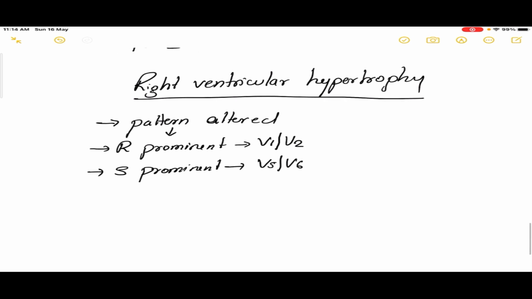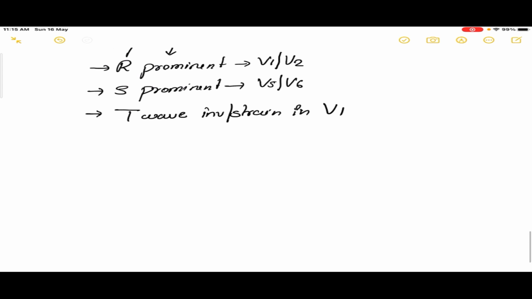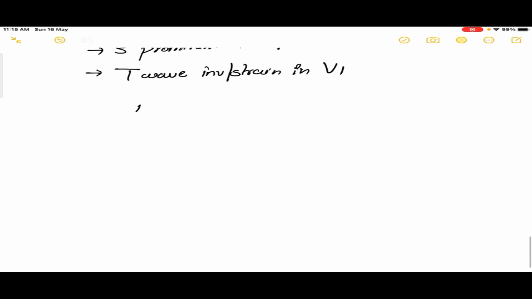Along with this, T wave inversion or strain pattern is seen in V1. So now let's see what the objective diagnostic criteria for right ventricular hypertrophy are. Even this is based on Sokolow-Lyon criteria.